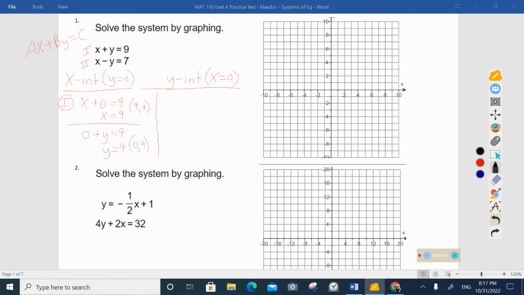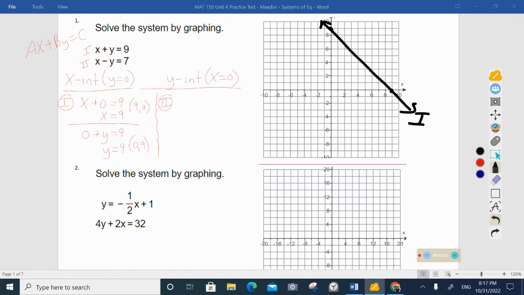Let's see, I'll pick black. So (9, 0) is here, (0, 9) is there. And then, I'm not going to get fancy there. I thought about drawing the line. I'll just do it by hand. And that's equation 1.